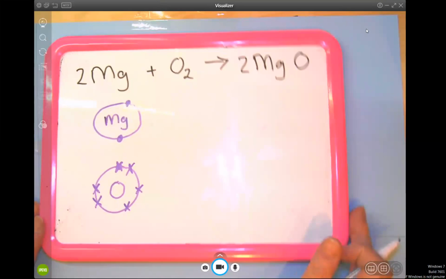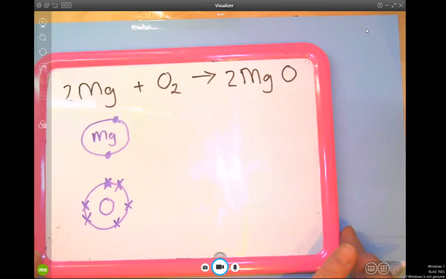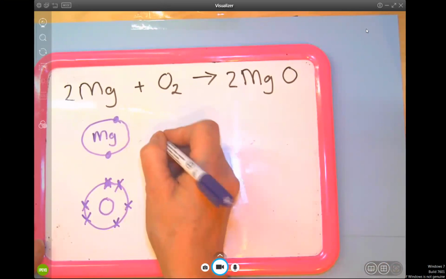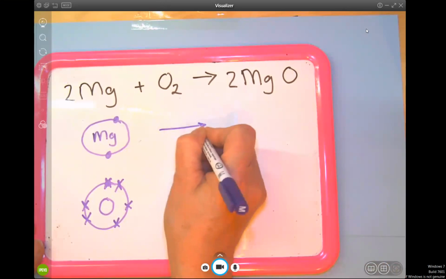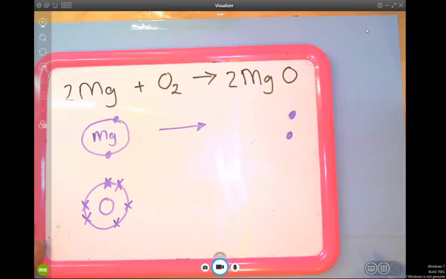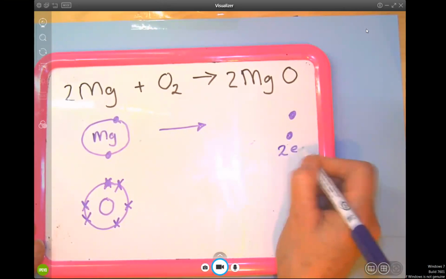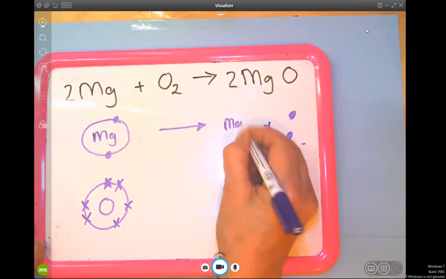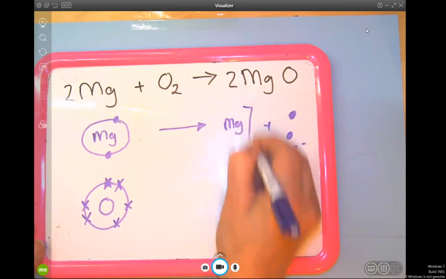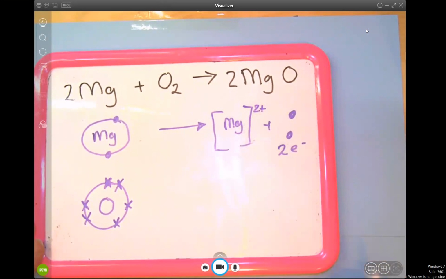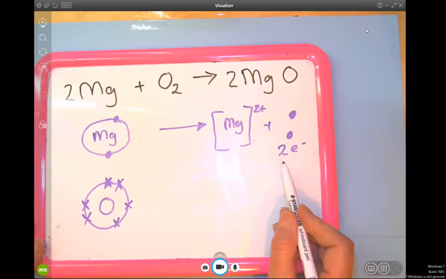Okay, so I'm just showing the outside electrons now. So this is a magnesium atom with its 2 electrons in its outside shell, and it's going to lose those 2 electrons. So here are the 2 electrons. I'll take them off. So there's 2 electrons, and they're both negatively charged, and we're left with our magnesium ion, which now has a 2 plus charge. So that's our magnesium ion with its 2 plus charge, and there are the 2 electrons.